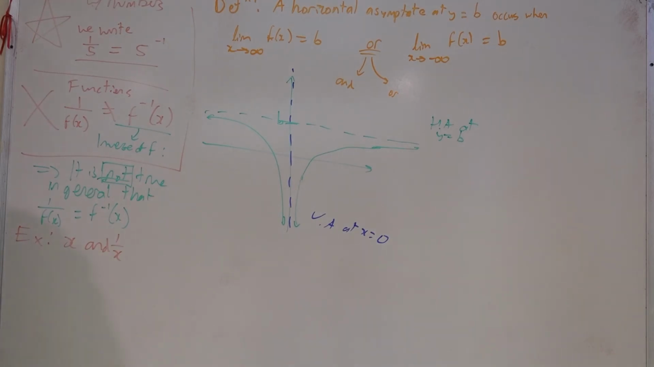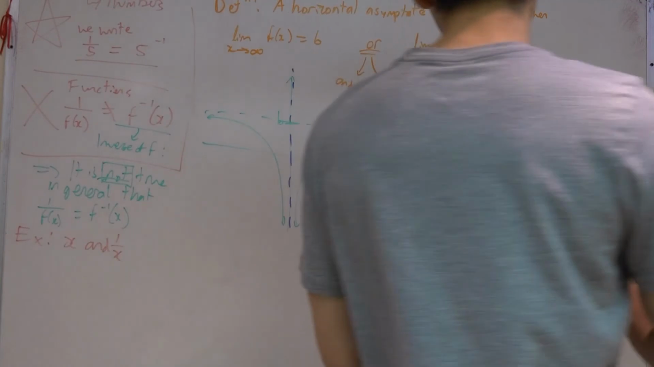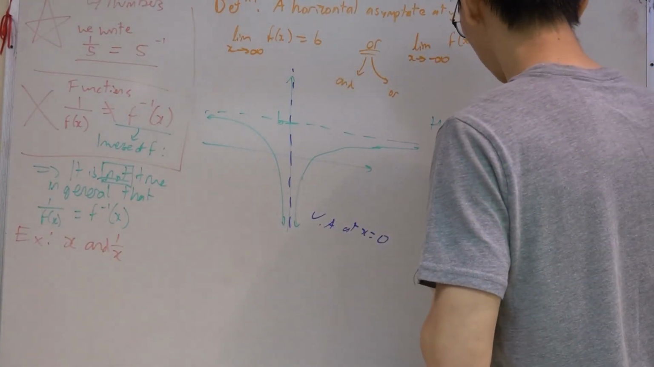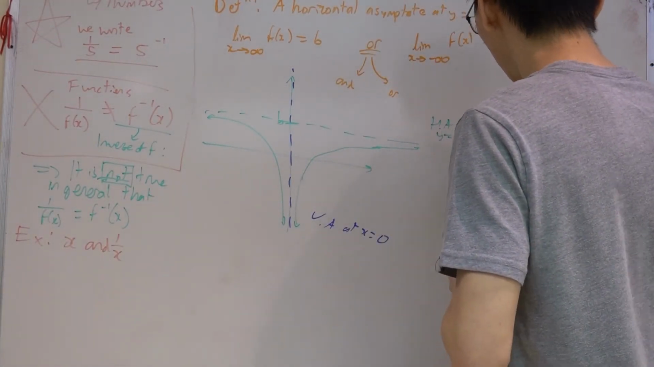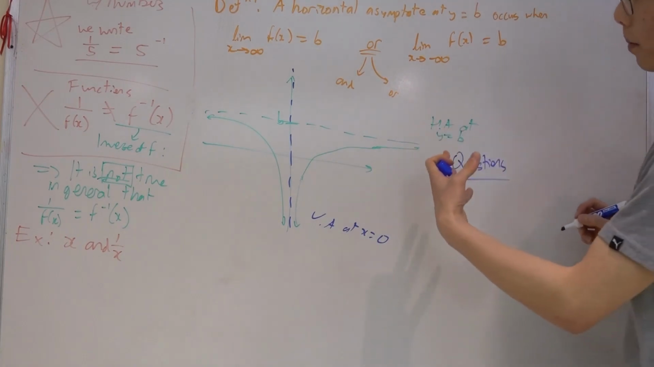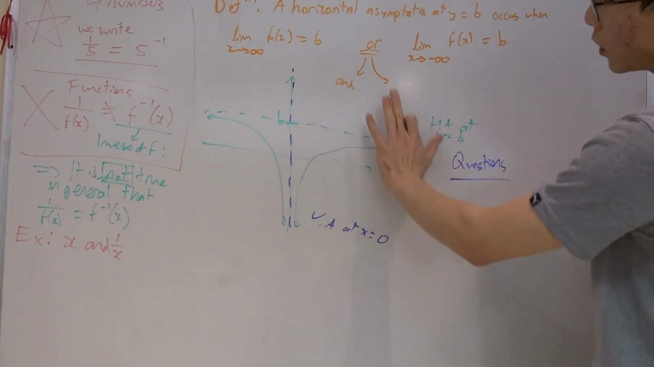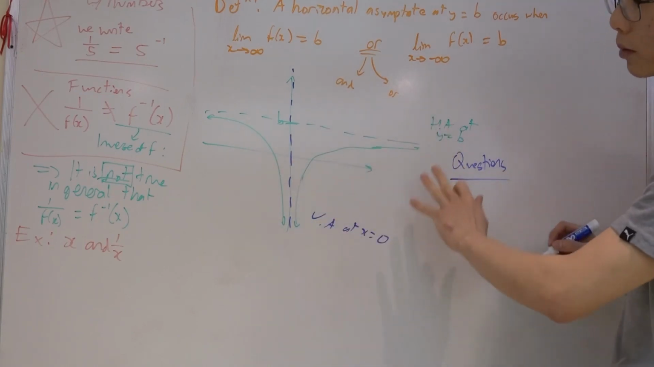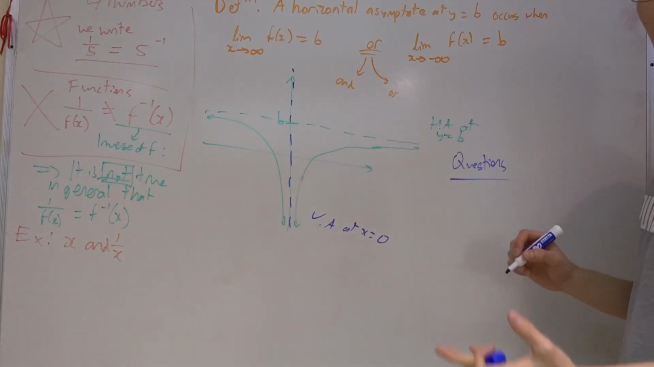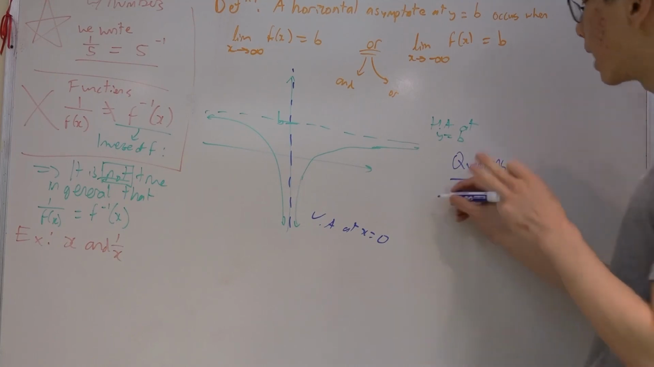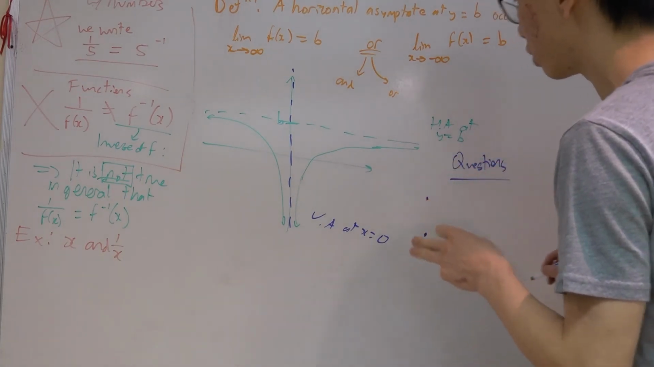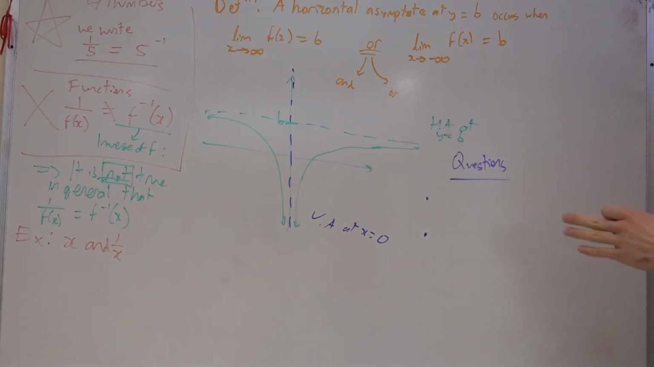Now, what questions can come out of this? Two really main types of questions will arise out of this. We will have to deal with horizontal and vertical asymptotes all throughout the course. However, there are two main questions that I can ask that are just about horizontal and vertical asymptotes. And they are the following.